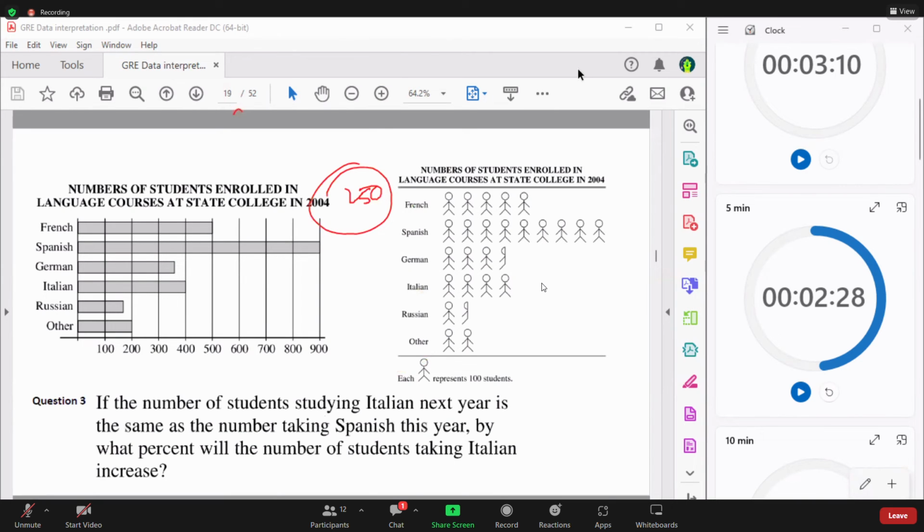Next, we have, if the number of students studying Italian next year is the same as the number of students studying Spanish this year. Spanish this year is 900, Italian is 400. From 400 it increases to 900, so basically an increase of 500. Then by what percent will the number of students taking Italian increase? So the question is asking, by what percentage have the students increased? 500 students have increased, and the original value is 400. So into 100%, which is basically 125%.